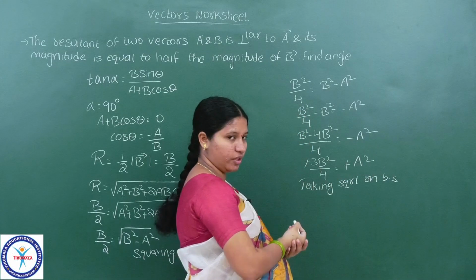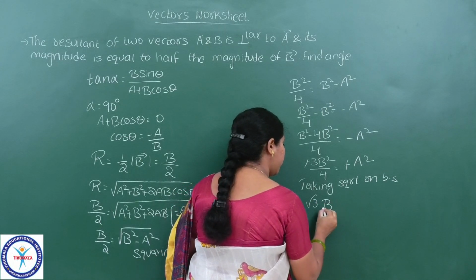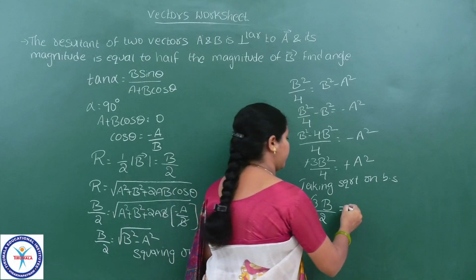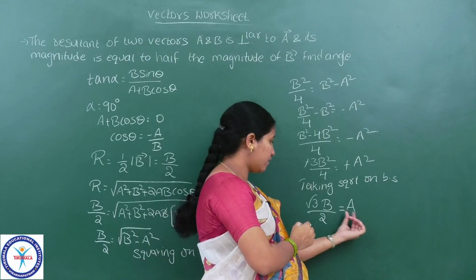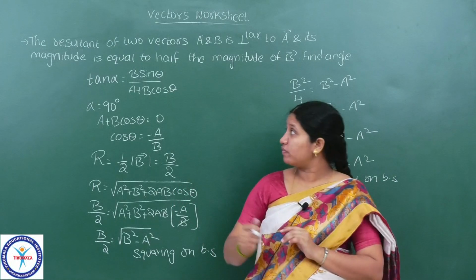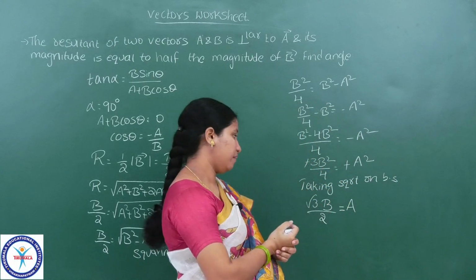On taking the square root, we get root 3 into b by 2 equal to a. So, the a value is equal to root 3 b by 2, and he asked to find out the angle between a bar and b bar.